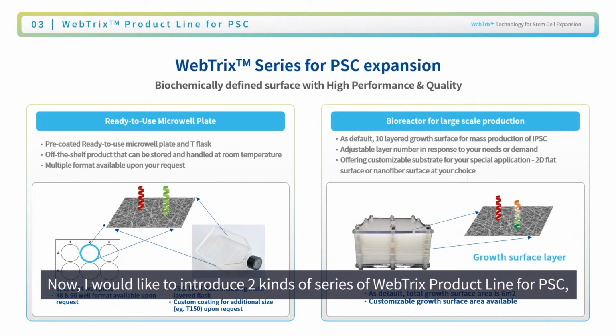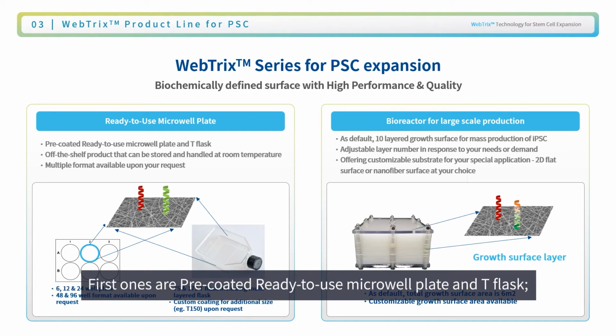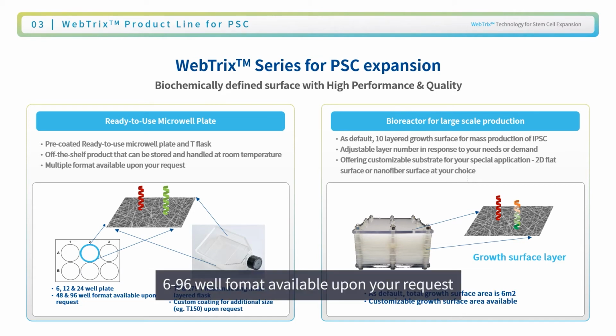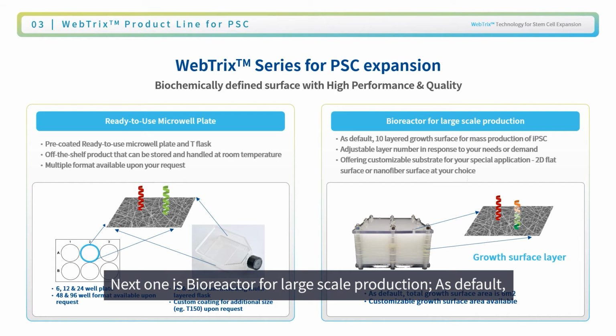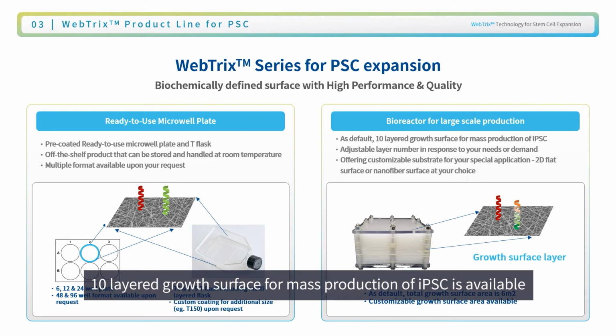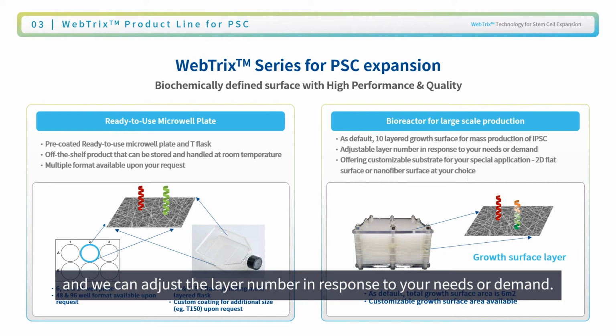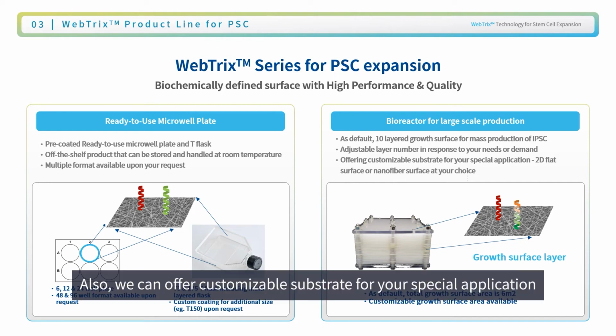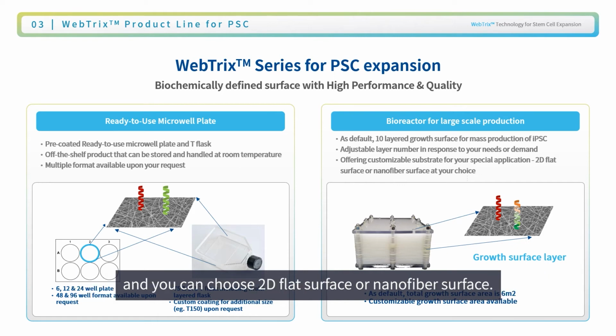Now, I would like to introduce two kinds of series of Webtrix product line for PSC. First ones are pre-coated ready-to-use micro-well plate and T-flask. 6 to 96 well format available upon your request. Next one is bioreactor for large-scale production, as default. 10-layered growth surface for mass production of iPSC is available, and we can adjust the layer number in response to your needs or demand. Also, we can offer customizable substrate for your special application, and you can choose 2D flat surface or nanofiber surface.